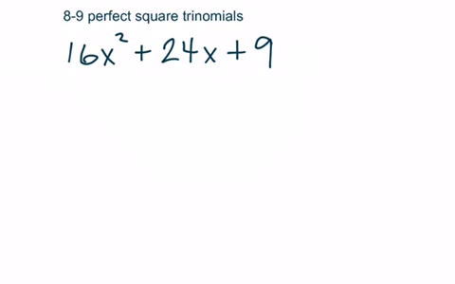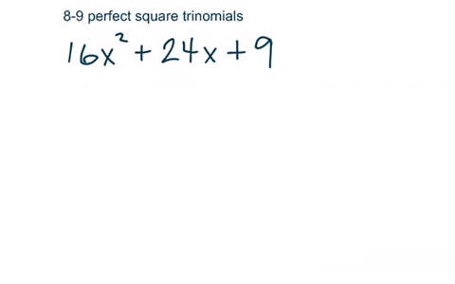16 is a perfect square because the square root of 16 is 4. It's a whole number. So, of course, 4 times 4 is 16. But 9 is a perfect square as well. If we find the square root of 9, we get 3. So, of course, 3 times 3 is 9. So 16 and 9 are perfect squares.